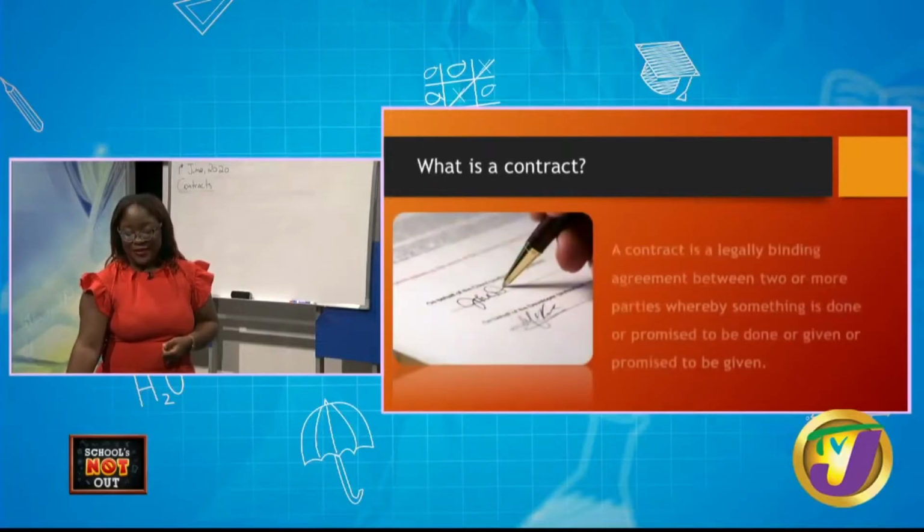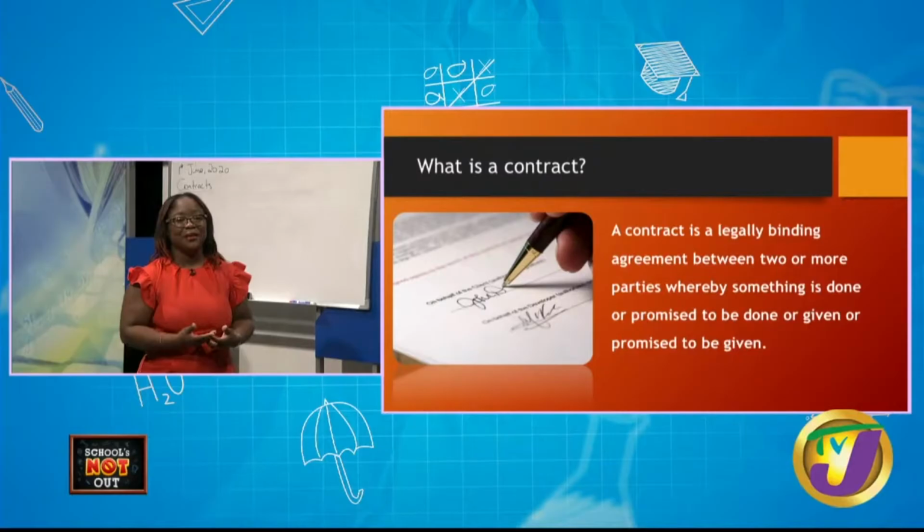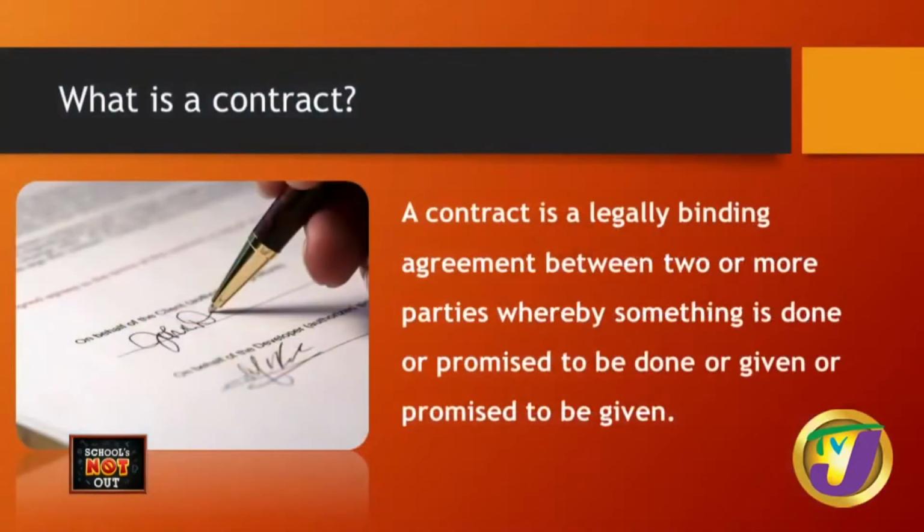A contract, we say it is a legally binding agreement. It's an agreement between two or more parties whereby something is done or promised to be done or given, or promised to be given. So we say a contract is legally binding. It's an agreement that is enforceable by law. Therefore, all parties in the contract have a legal obligation to honor their parts of the contract.